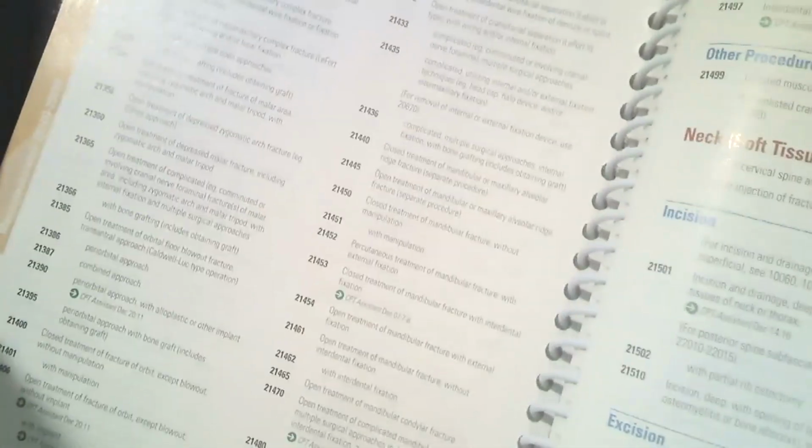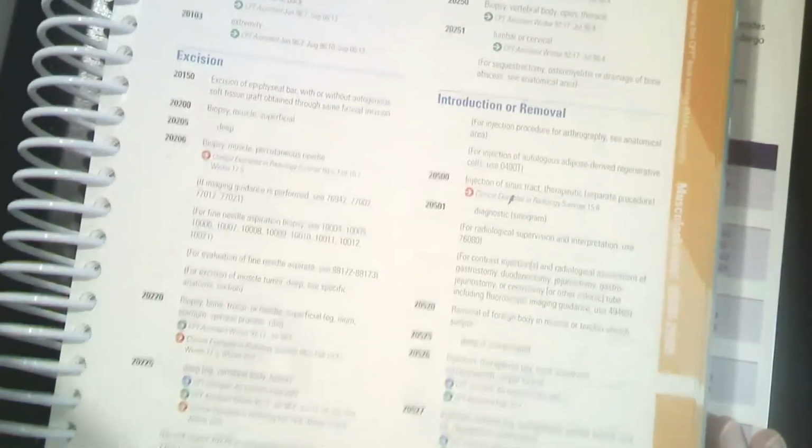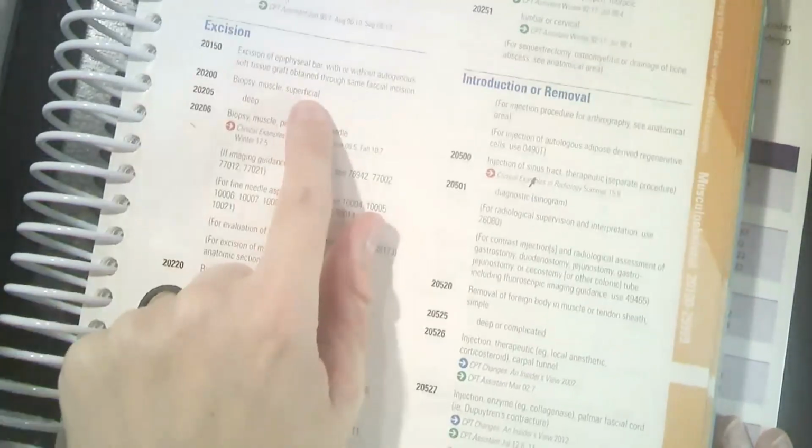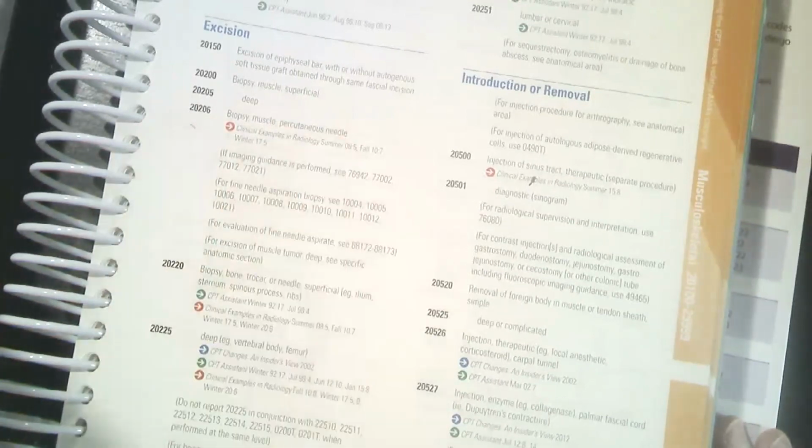Okay, so they said 20200. And that is in our excision section in the general. The very first section of the musculoskeletal system is kind of our general section. And in the excision is where we have our biopsies, our biopsy codes, all right? And right here at the top, 20200 is biopsy of muscle, superficial and deep. And then this one includes a percutaneous needle. And then we get into bone.